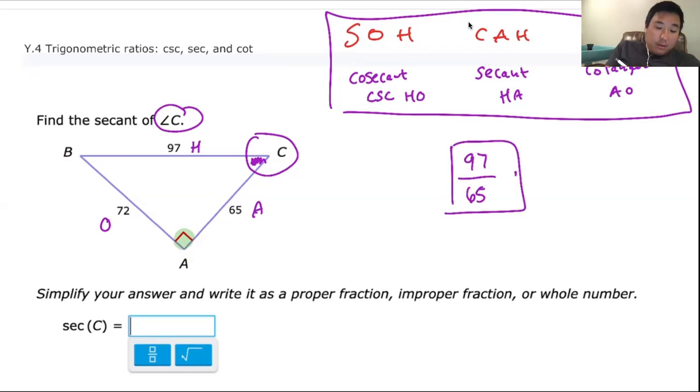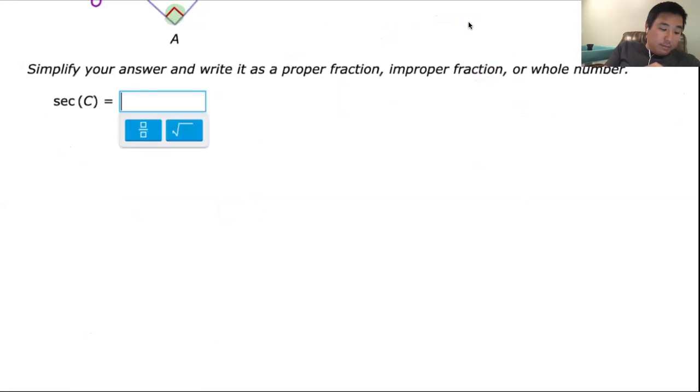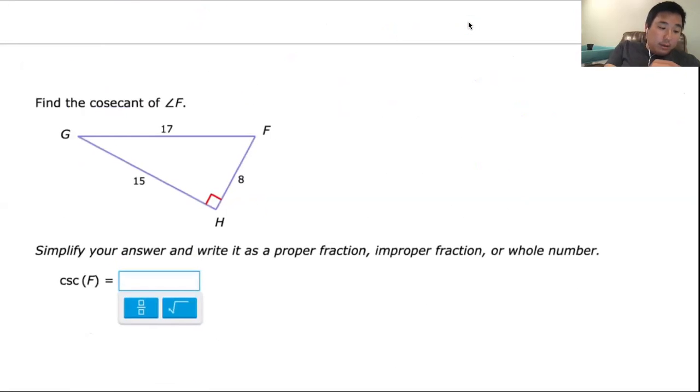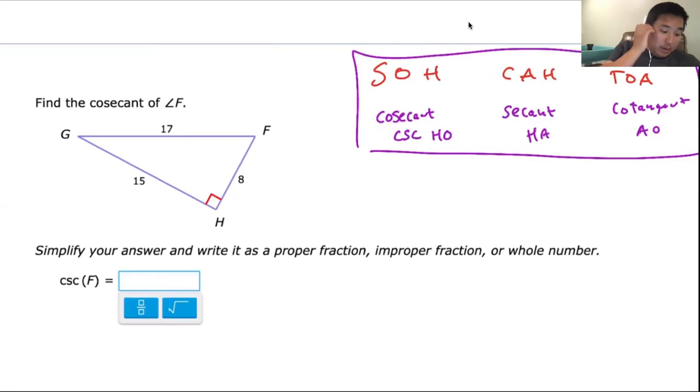Remember, this is going to be important for the rest of this stuff. So I'm going to copy it so I have it for the next problem. It's a level 1 question. Here's a level 2 question. So this one I want the cosecant.